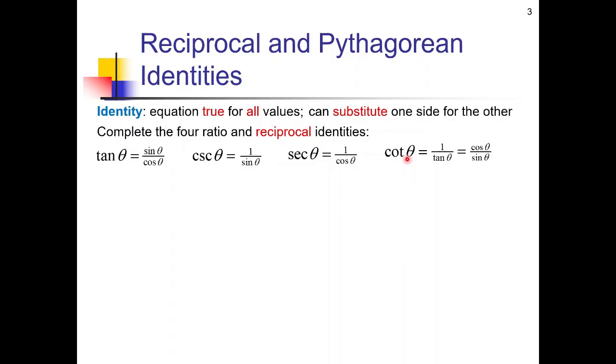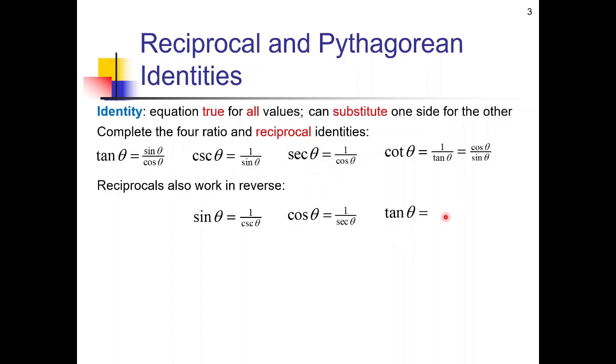Now, all of the reciprocal parts of these identities can actually work in reverse. For example, sine of theta, we could call that 1 over cosecant of theta. We can just flip both sides of any one of these equations, any one of these identities. And cosine, that's going to be 1 over secant. And then we can call tangent 1 over cotan. So it goes back and forth whichever way you need it to go. So these are all reciprocal ratio identities.